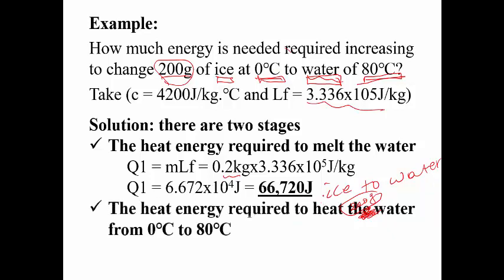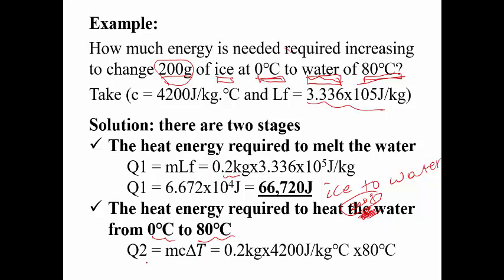And the second stage is the increase in temperature from 0 to 80 degrees Celsius. Because of this increase in temperature, we have heat energy. That heat energy is Q2, equals mc change in T. 0.2 is the mass, and the specific heat capacity of water is 4,200 joule per kilogram degrees Celsius, times 80 degrees Celsius. The product of all this gives us 67,200 joule.